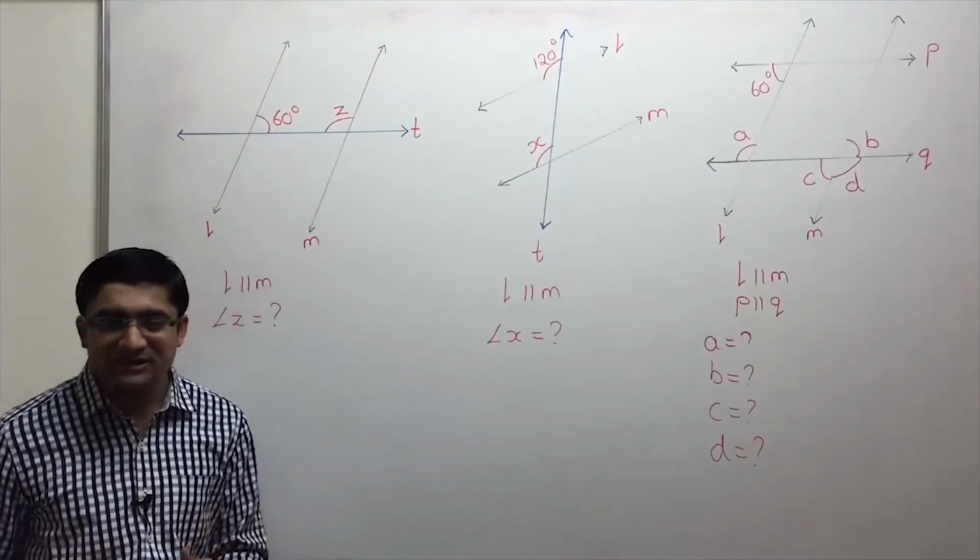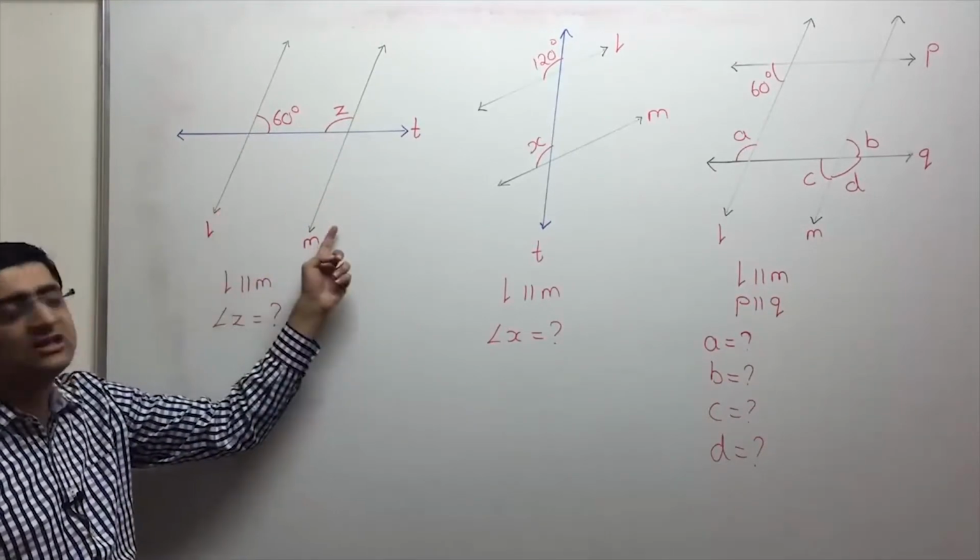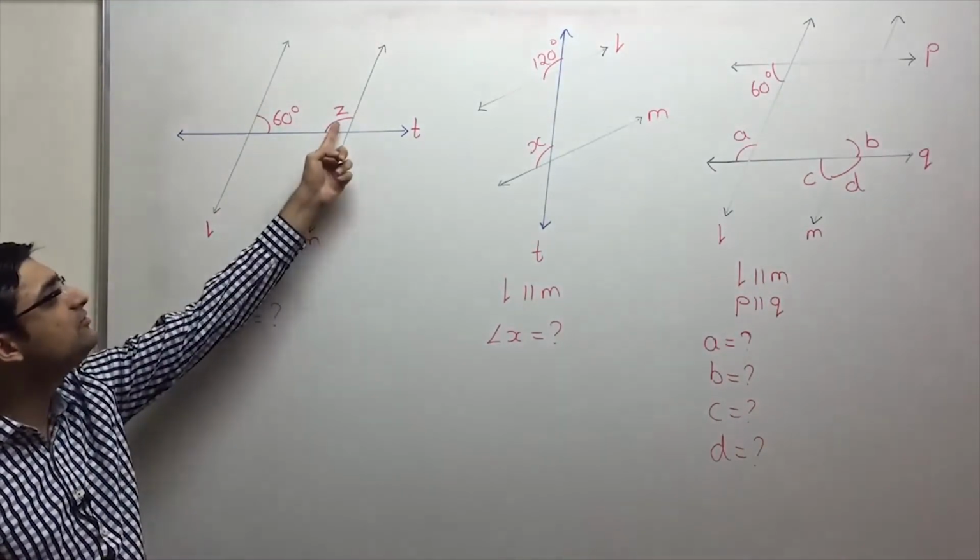So let's have a look at a few more examples. See here, line L is parallel to line M. This is given to us. We have to find angle Z.